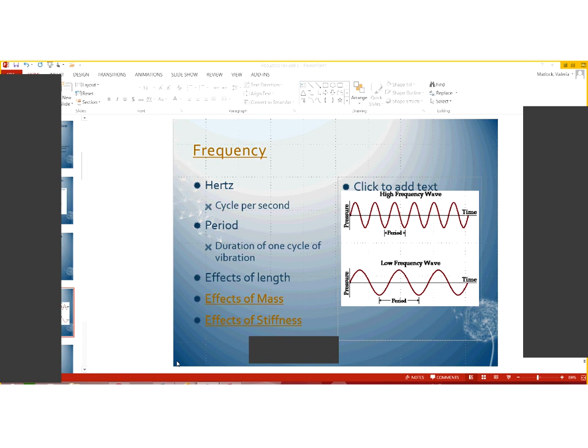So if our guitar string is fairly flaccid and we apply force and pluck the cord, it's going to move with fewer cycles per second. But if we tighten the cord and make it more stiff, apply the same force, the cord will oscillate more cycles per second. So the effect of stiffness on frequency has a direct relationship. Increased stiffness, increased frequency. Decreased stiffness, decreased frequency. Questions?